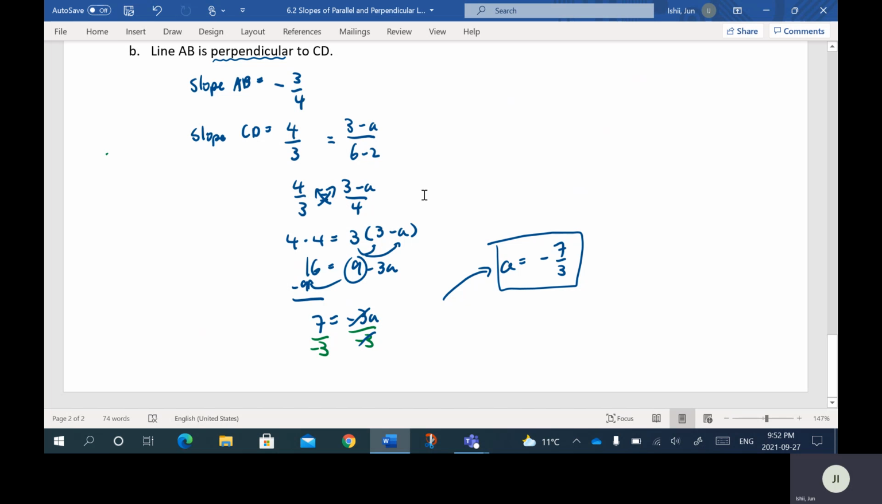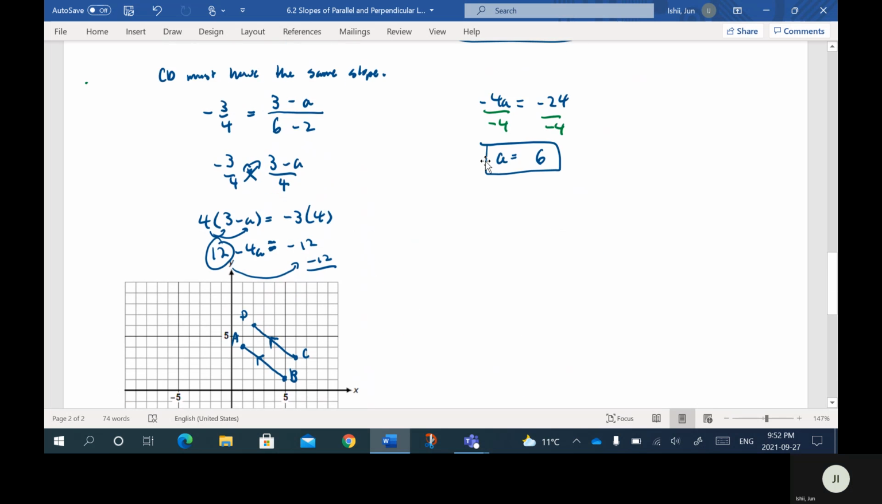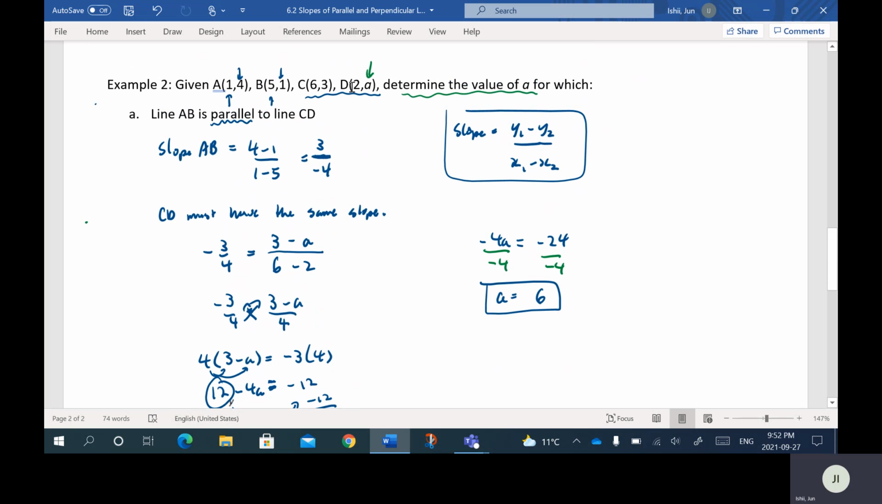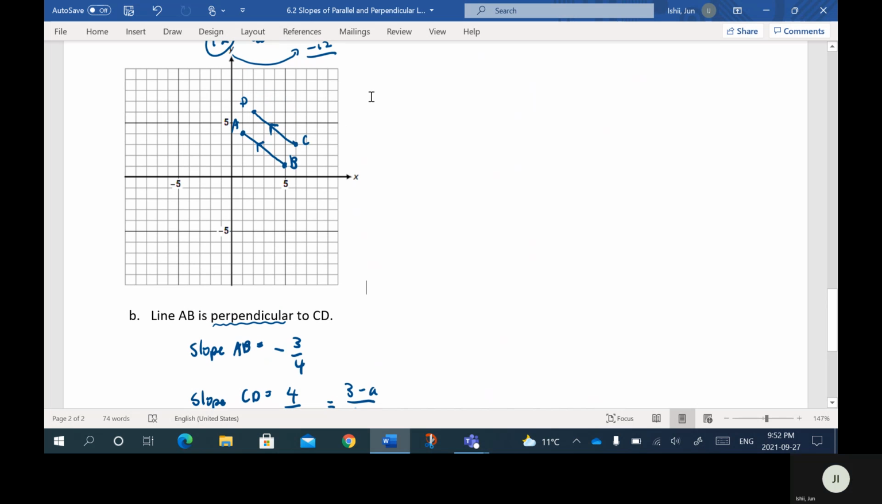Now, when I want to visualize this and test it on the grid, I'm just going to write it as a decimal. So negative 7 over 3 is 7 divided by 3, which is negative 2.3. All right, so let's plot this and see what happens. Again, my point C is still the same. Now point D is going to be at (2, negative 2.3). So where's that?